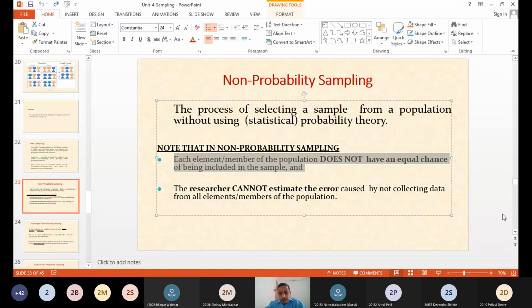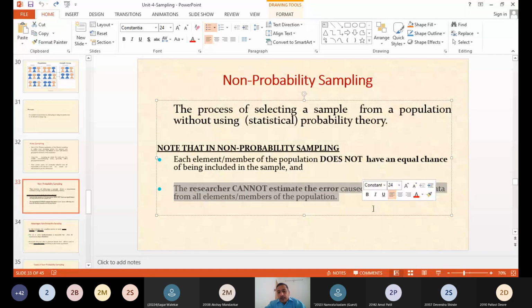And also the researcher will not be able to estimate the error which is caused by not collecting the data from the elements or the members of the population. So it is difficult for the researcher to estimate the error caused by not collecting the data from all elements or members of the population. So what is the error which is caused because of dissimilarity between the sample which we are choosing and the total population? That error is difficult to measure.